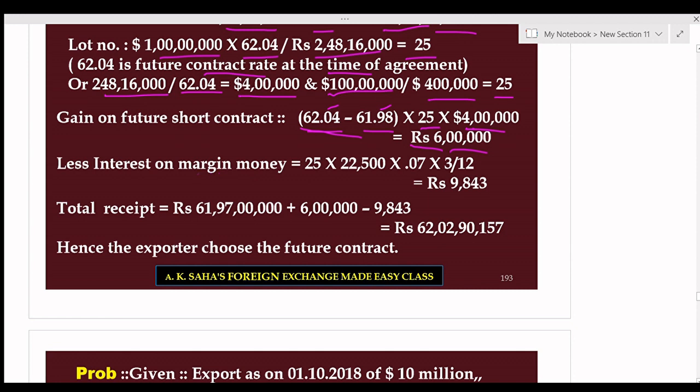Less interest on margin money is 25 number of lots into 22,500 margin money per lot into 7% for 3 months, which is equal to rupees 9,843. Total receipt will be 61 crore 97 lakh plus 6 lakhs minus 9,843, which is equal to 62 crore 2 lakhs 90,157. Hence, the exporter chooses the future contract because it is the highest.